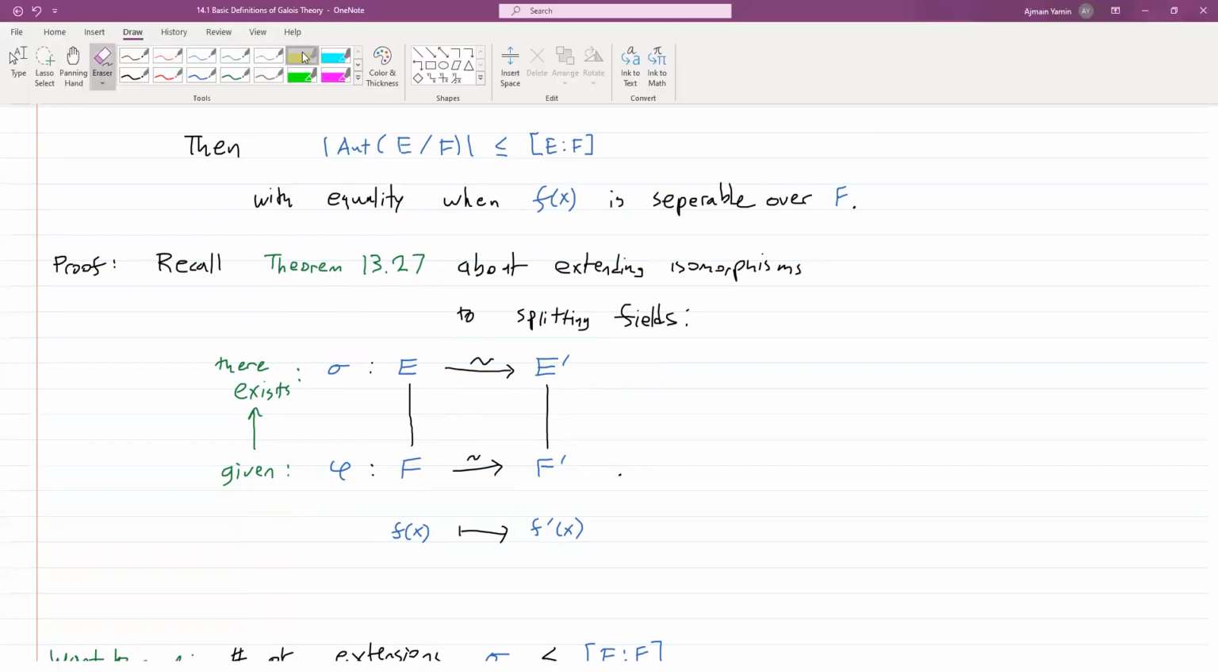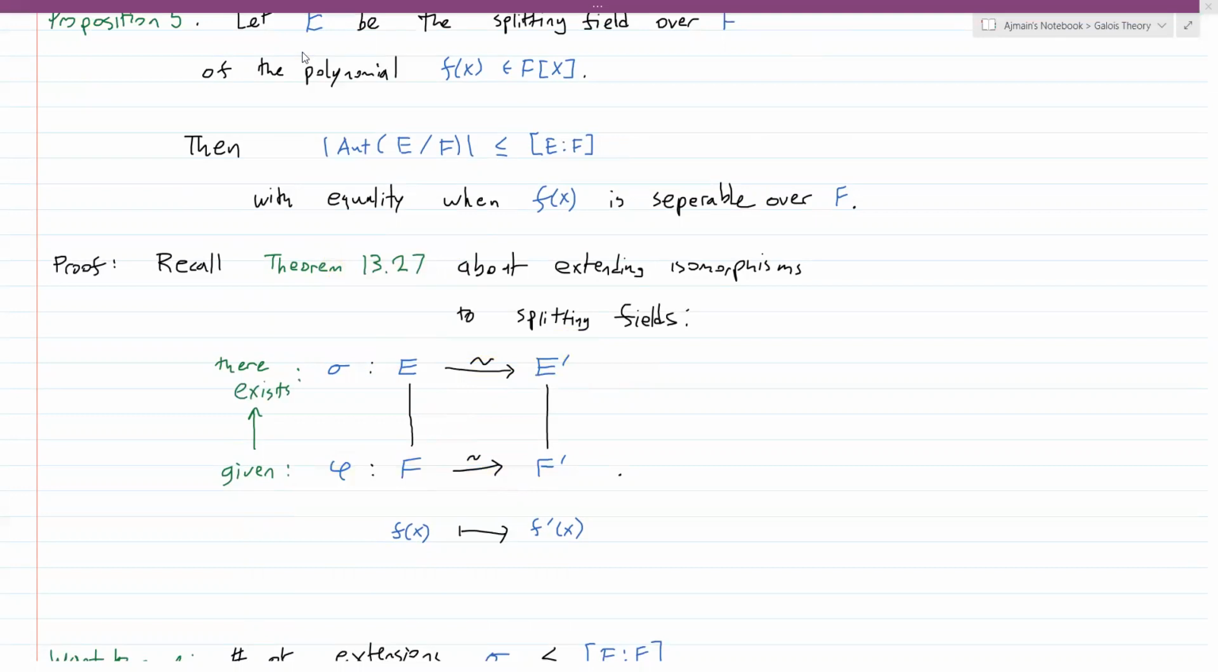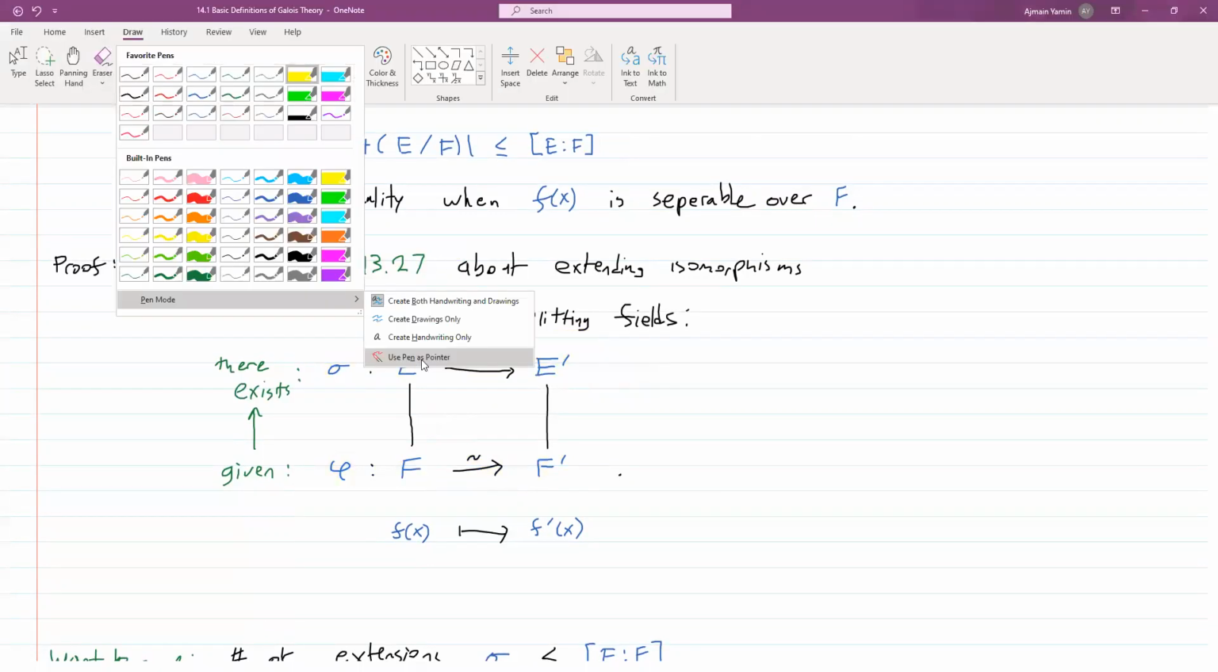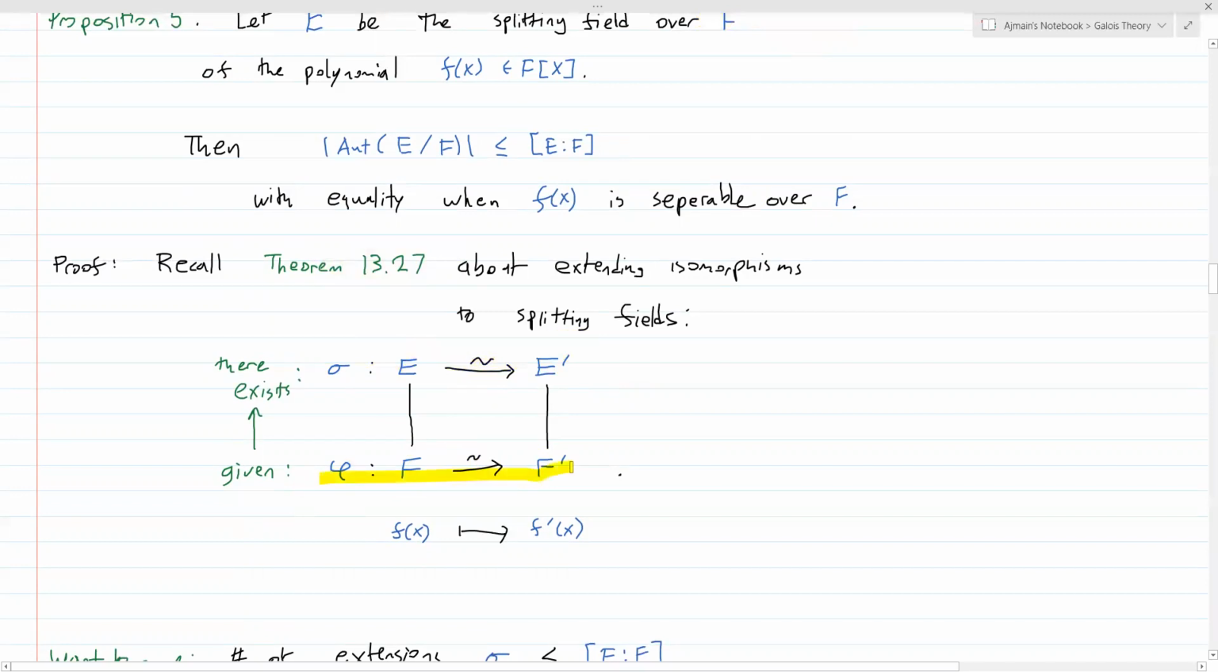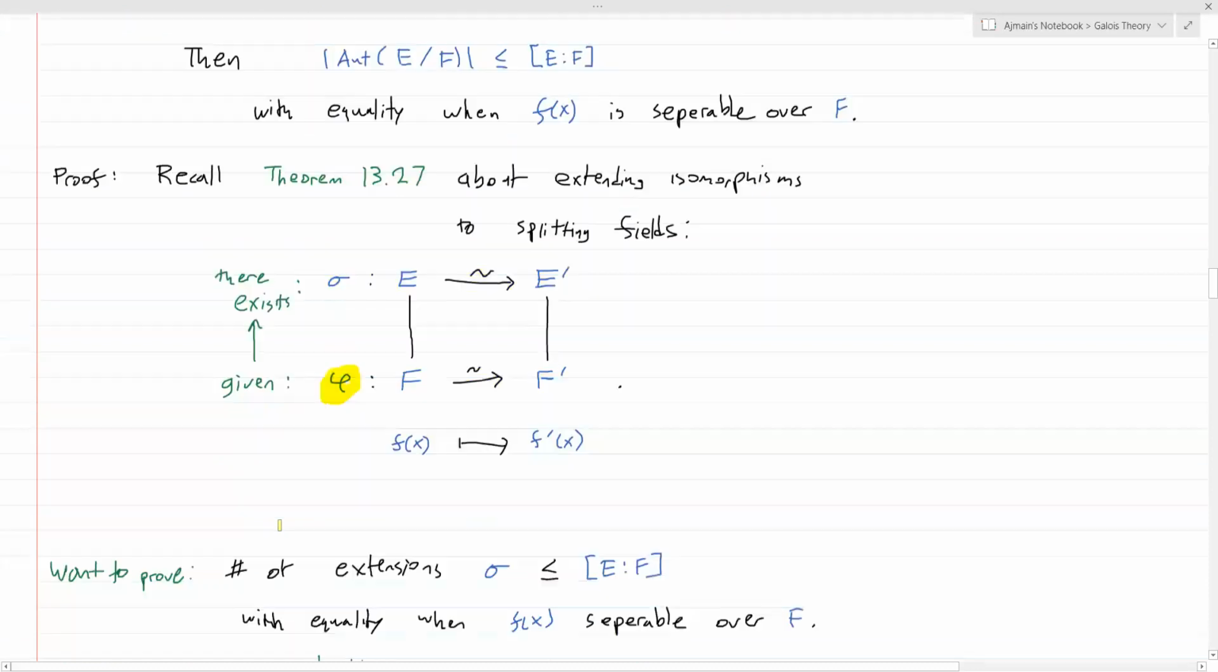All right, so we already know this theorem. Given an isomorphism between F and F prime, phi, there exists an isomorphism between the splitting field of f and the splitting field of f prime, sigma. Here f prime is the image of f under the isomorphism between the polynomial ring with coefficients in F and the polynomial ring with coefficients in F prime induced by the isomorphism phi.